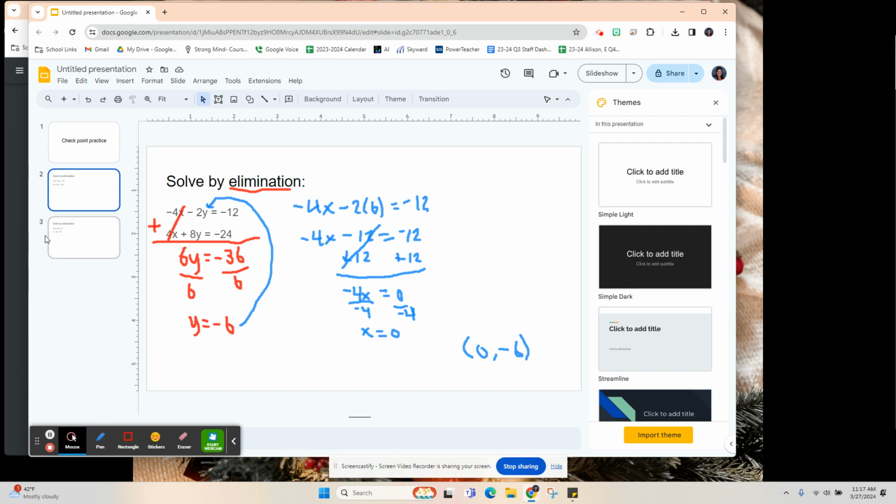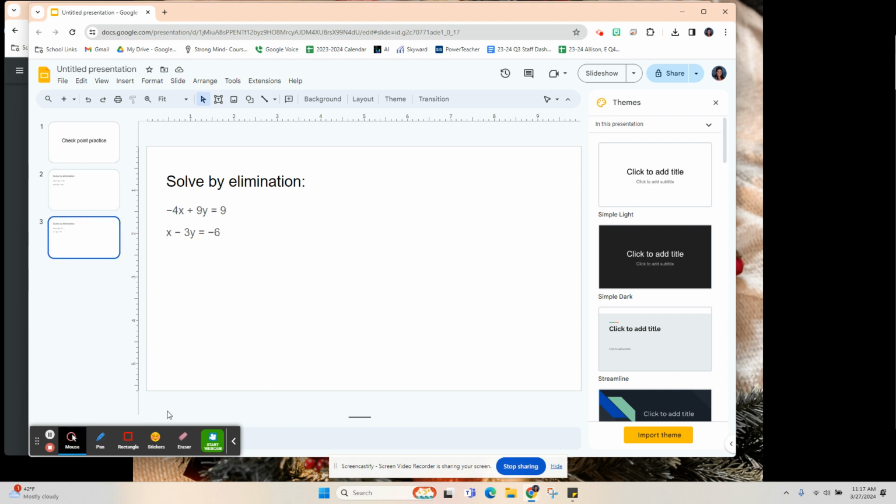For the next one, this one was a little bit more challenging because we don't have the additive inverses already set up for us. Okay, we have negative 4x and an x, and we have 9y and negative 3y. Since those aren't already additive inverses, we have to create them. The way that we create them is by multiplying an entire equation by whatever we want it to be. So let's say, for example, we're getting rid of our x's here. Well, I want this x to be a positive 4x so that I can add these equations together and those will be the additive inverses.